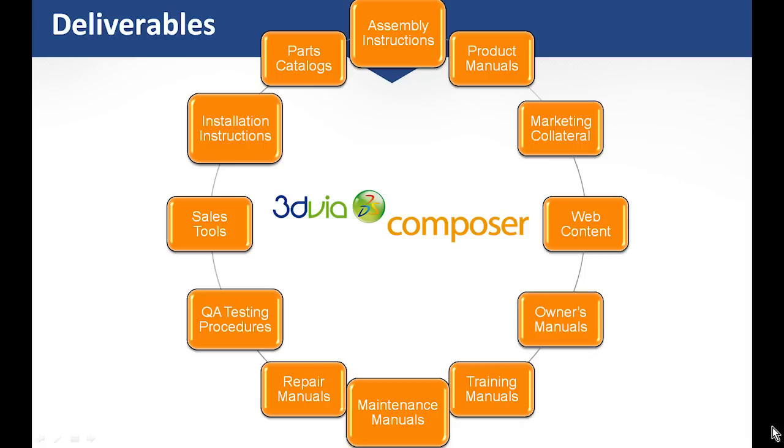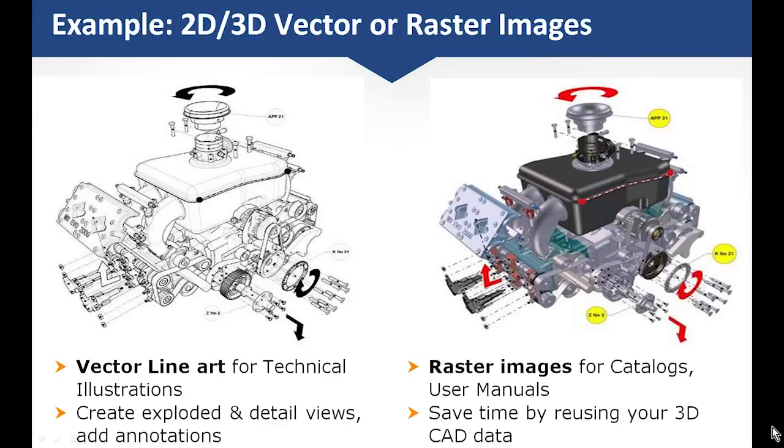So what does 3DVIA Composer create? 3DVIA Composer can create vector line art and raster images. On the left hand side, the vector line art is what you'll typically see in printed manuals or online content. The advantage of using vector line art is that you get a very high quality image. So regardless of the print size or the printer quality, you're always assured to have very crisp lines, and if somebody zooms in or blows the image up to get a closer look at it, you'll get that highly refined detailed view for all of your annotations as well as everything that's gone in the assembly.